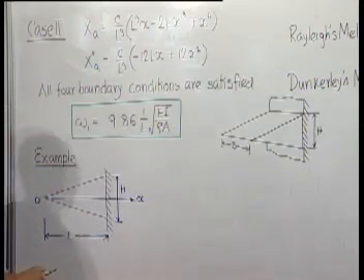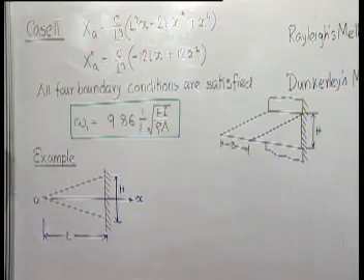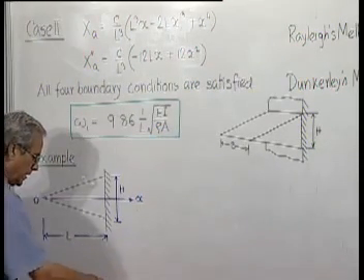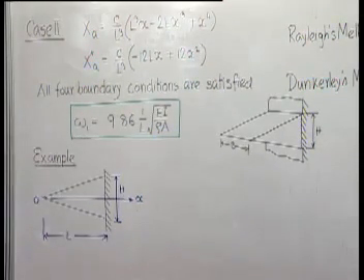So the material property remains constant, which is rho, that is the density, and E, that is the modulus of elasticity. So with this, what are the boundary conditions?